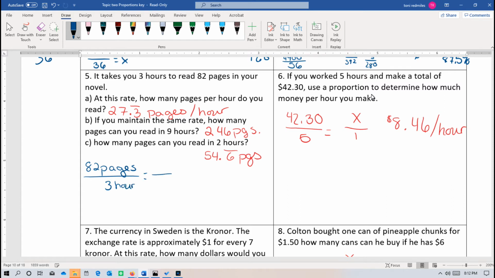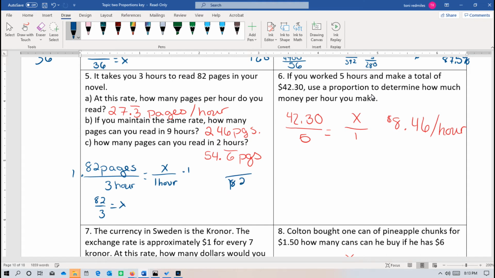Another way I could look at it is I can read 82 pages in 3 hours. How many can I do in 1 hour? And set up my proportion like this. That means I'm going to multiply my 1 on both sides. I'm still going to end up with 82 over 3 equals x and have to divide those two.